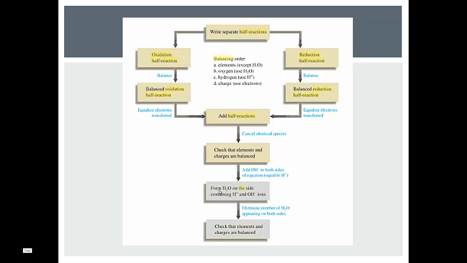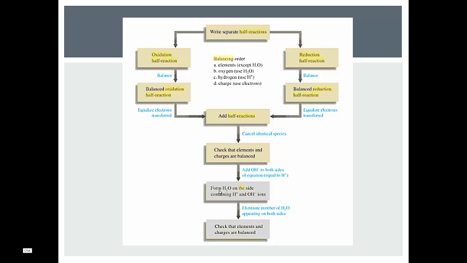Now this is where it gets different. Once those two things have come back together, you add your half reactions, you cancel the identical species, and check that the elements and charges are balanced. Now here you'll see in the blue, it says you add hydroxide to both sides of the equation equal to your H+. This is how it becomes a basic solution.